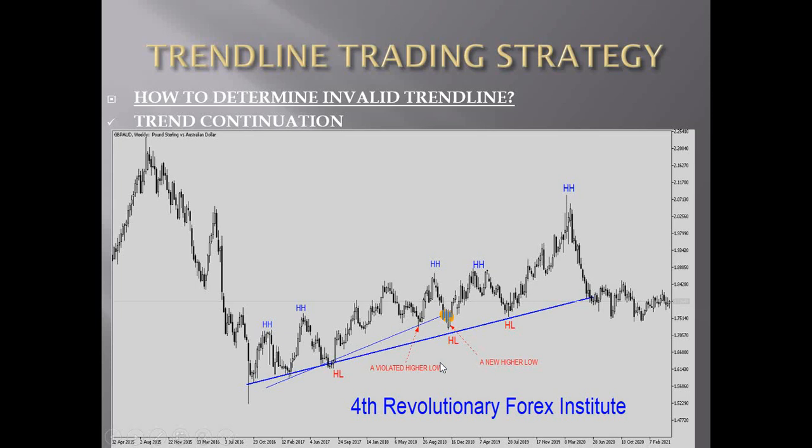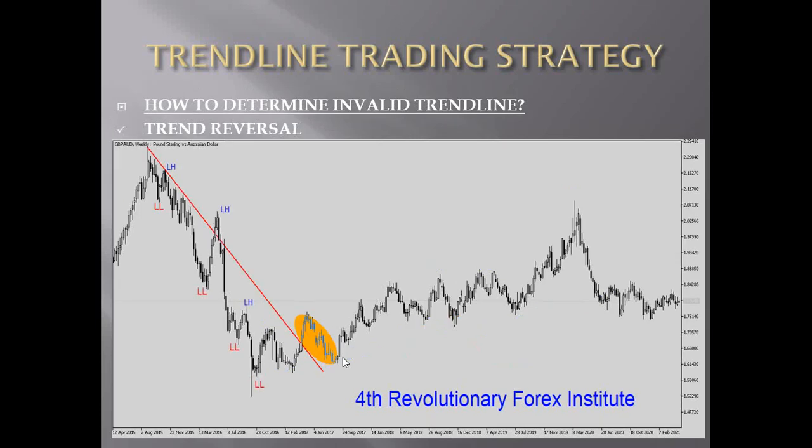So that is how we see an invalid trend line. This small trend line was invalid, it was basically violated. However, the price did not change direction. The price broke the higher low to form a new higher low and a new trend line. That's all.